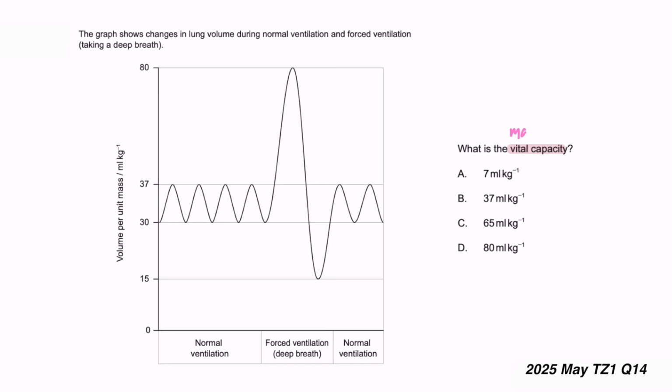Vital capacity is the maximum volume of air that lungs can breathe in or breathe out. Based on the graph, this is the vital capacity, which is 65 milliliters per kg.